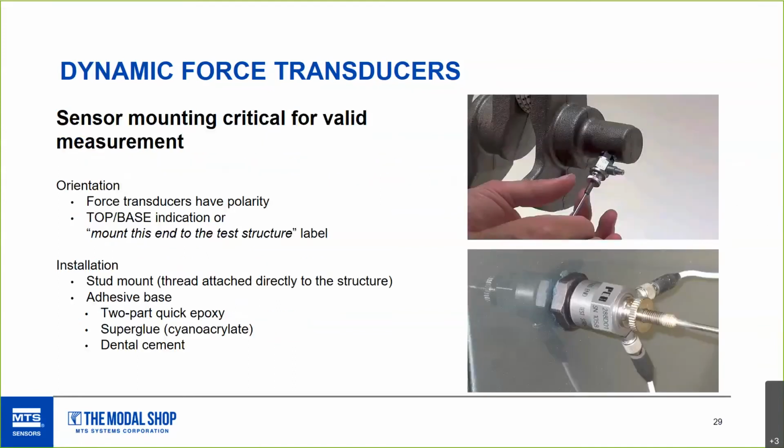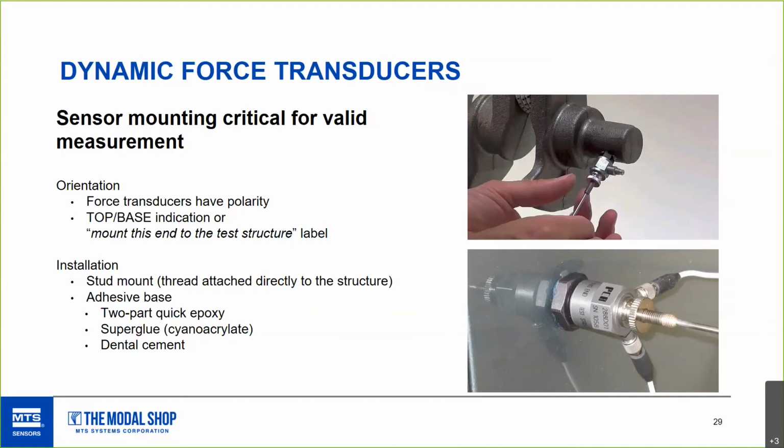Just like the stinger, we were talking in broad terms before as far as how you mount your stinger plus force transducer to the structure. The force transducer itself, or impedance head, does have a specific orientation you need to use. The impedance head actually has etched on it, for example, mount this end to the test structure. Your typical force transducers, like the 208 series, will just say top and base, but you'll want to mount the top side of that to the structure.